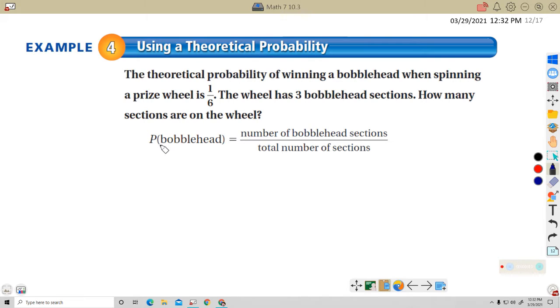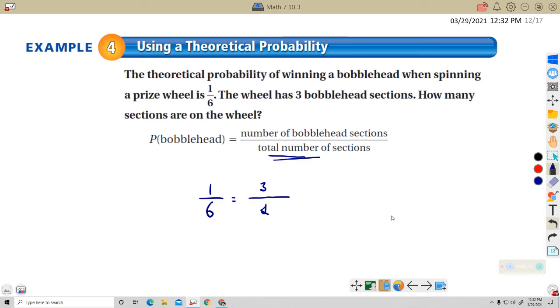Okay, so here's how the probability of the bobblehead is calculated here. It's the number of bobblehead sections over the total number of sections. And this is really what we're looking for here, the total number. But we're going to do this using a proportion again. So the theoretical probability is 1 out of 6. That's the probability of winning a bobblehead. So we're going to set that equal to... it has 3 bobblehead sections. So we'll put S for sections here.